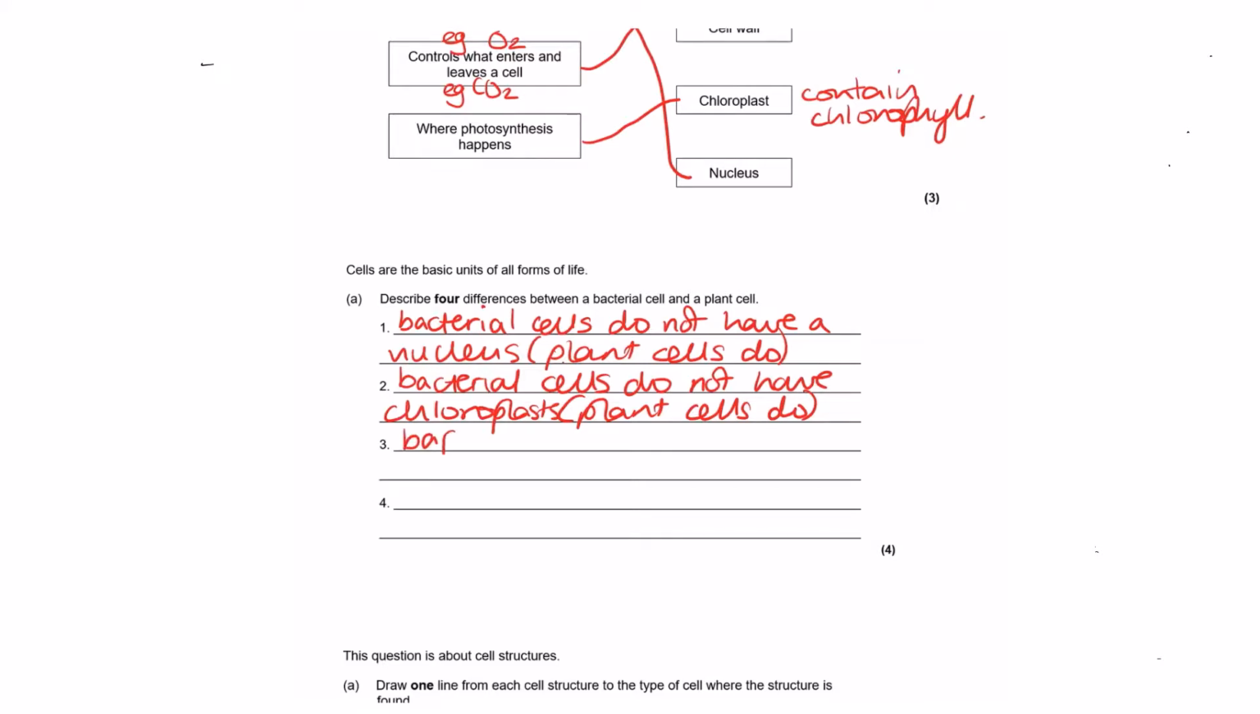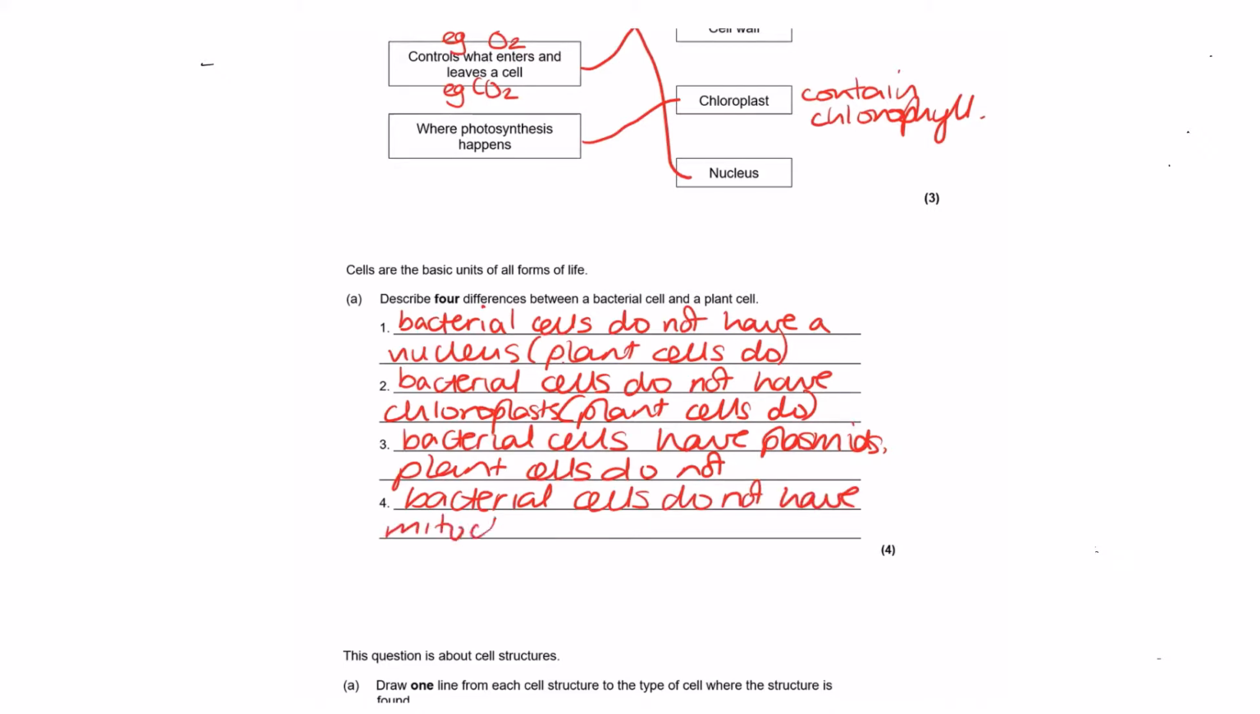Thirdly, bacterial cells have plasmids. Plant cells do not. And lastly, bacterial cells do not have mitochondria. Plant cells do. So have a look at how you did and give yourselves a mark out of 4.